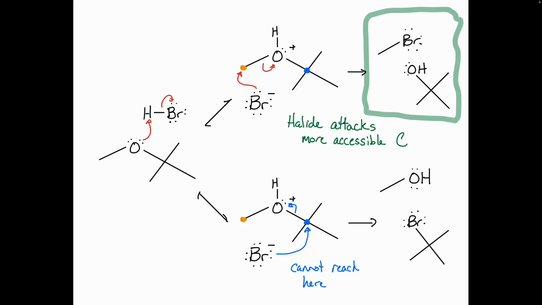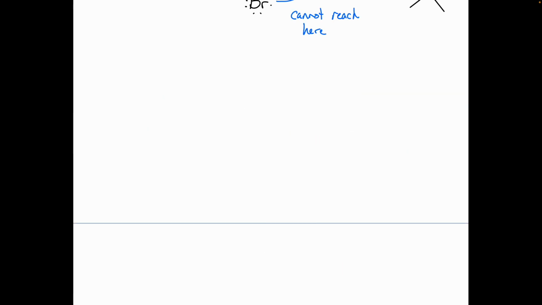Okay, so then let's do a practice problem here. I'm going to give you this asymmetric ether. We're going to treat this thing with HBr. And everybody's going to take a second and tell me what my two products are.